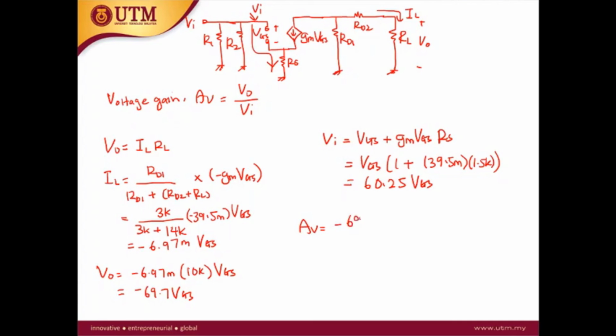Since you have the equations for V out and V in, you can solve that AV is equal to minus 69.7 VGS over 60.25 VGS. VGS can be cancelled out, and then lastly you should get the value of minus 1.15. So this is the solution.